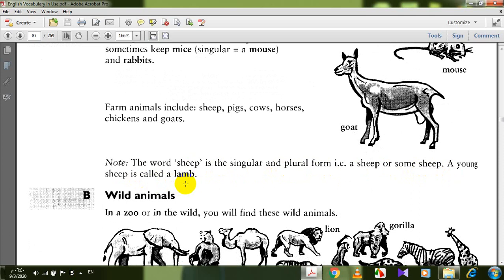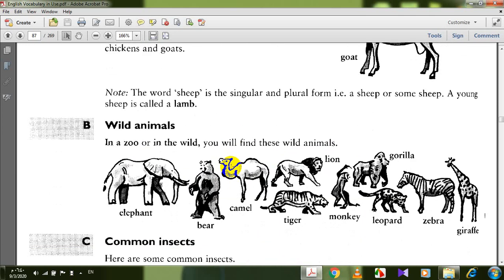Lamb. The B is silent here. So these sheep, some sheep, and a sheep, one sheep. It is singular and plural. The word sheep is the singular and plural form of the word. Okay, good. A young sheep is called a lamb.